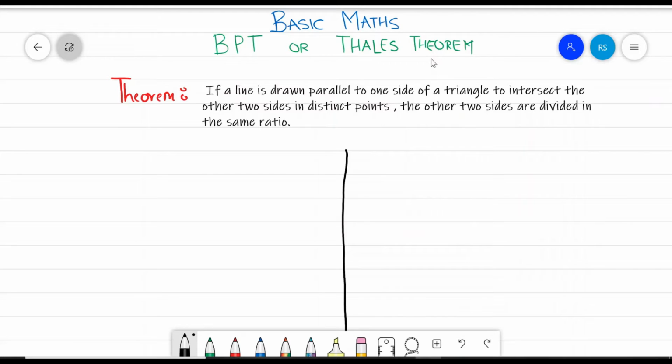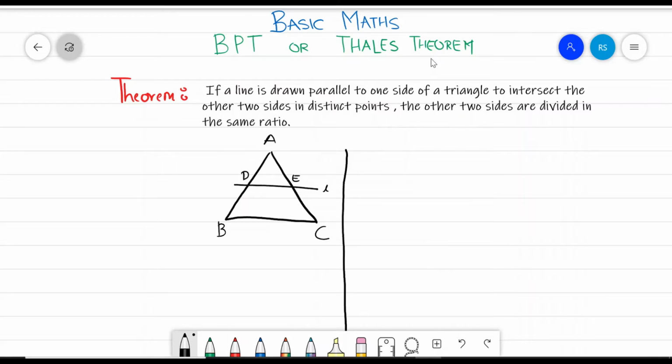So first let us draw a triangle ABC, and name it as A, B and C. The second thing they have said is, if a line is drawn parallel to one side of the triangle, so let us draw a parallel line to this side, that is BC. We'll draw a parallel line, say it is L, and intersect at two distinct points. So these are the two distinct points, we'll name them D and E.